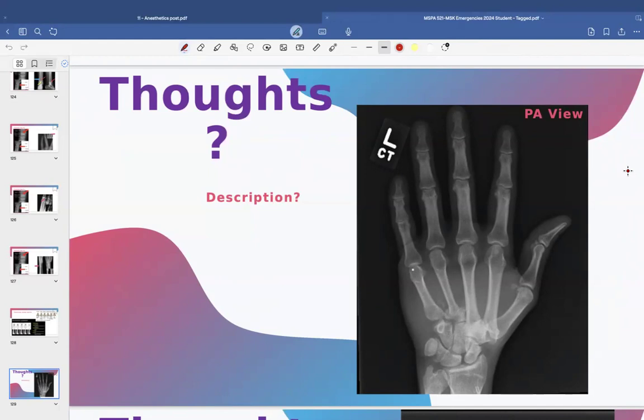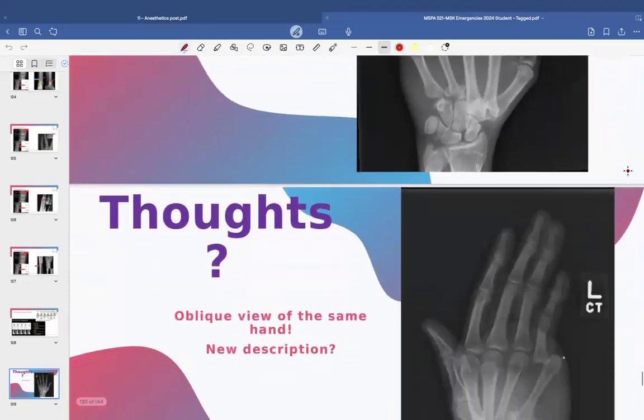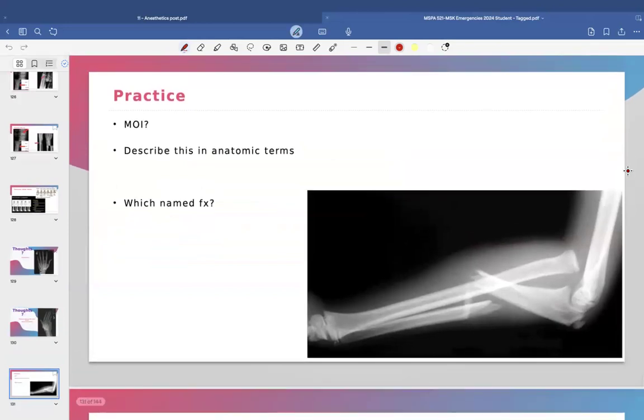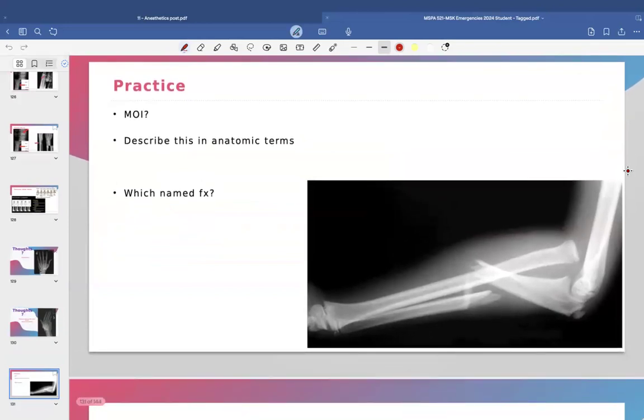Dislocated fifth metacarpal. Very nice. Wouldn't it be the carpal, not the metacarpal? No, your carpals are the little ones. The metacarpals are the longer ones. All right, here are those guys. For this ulnar fracture, which one are you thinking? Is it the Monteggia or the Galeazzi? Monteggia, good job. Which is a fracture of the ulna and a dislocation of the radius. Good job.